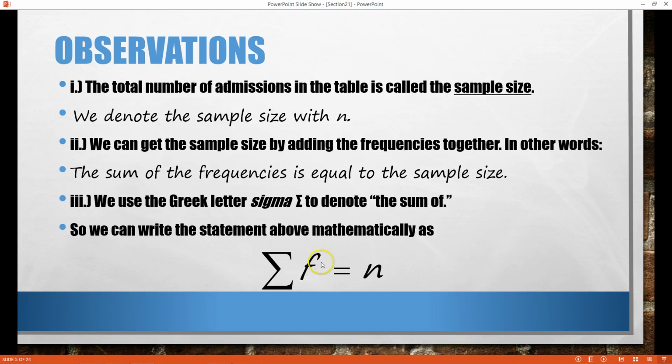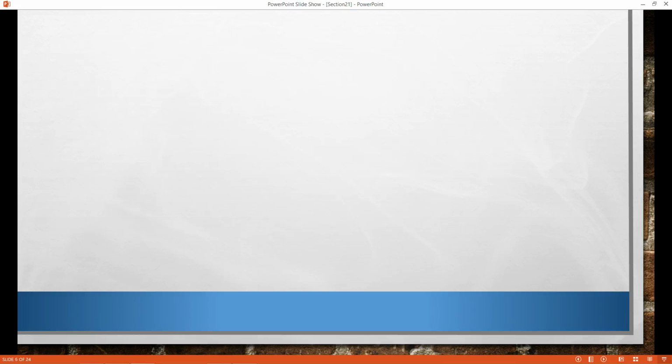Sigma f equals n. In other words, the sum of the frequencies is equal to the sample size. I think that's the first formula we've had in our class, isn't it? All right? Sigma f equals n. The sum of the frequencies is equal to the sample size. Now, let's talk about some special frequencies here.